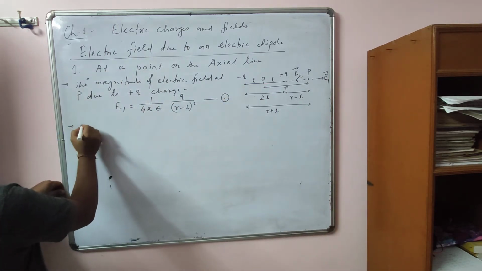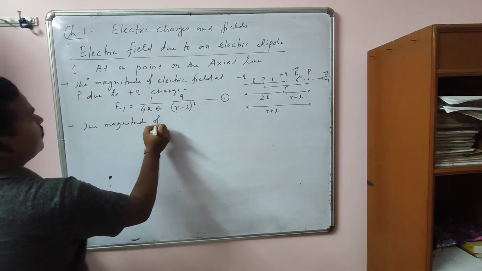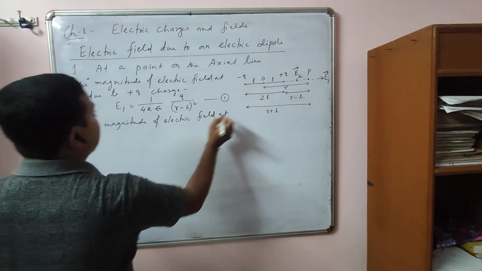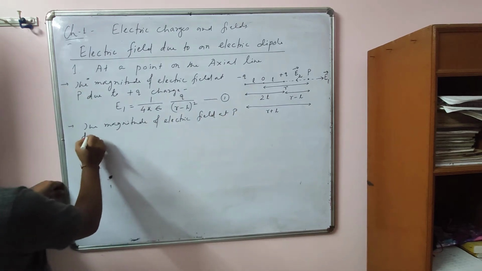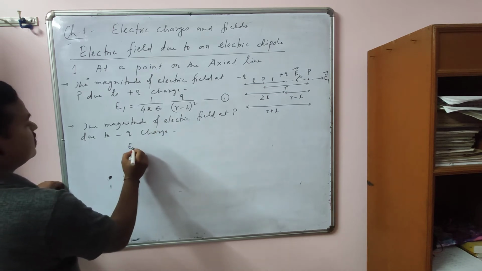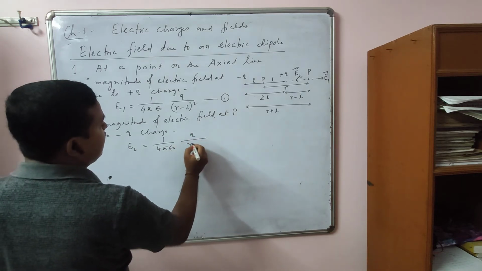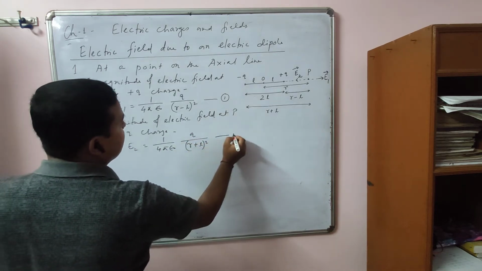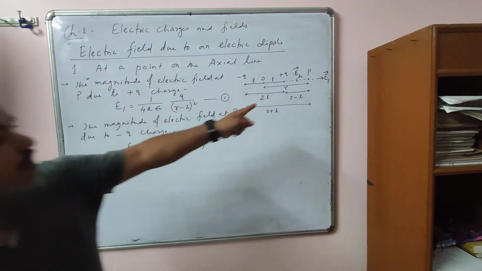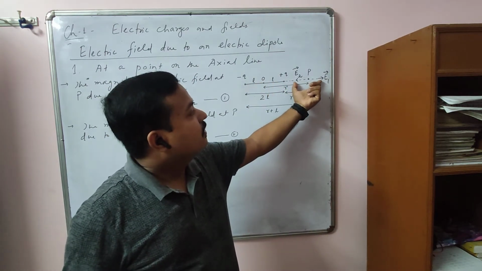Similarly, find out the magnitude of electric field at P due to minus q charge. So E2 is equal to 1 by 4 pi epsilon, q by R plus L whole square, because from minus q the distance is R plus L. Now you see the direction. E1 is towards right, E2 towards left. So they are in opposite direction.